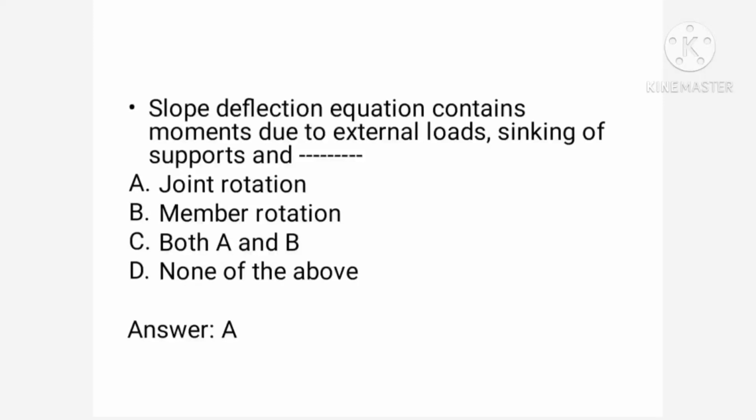Then coming to the first term, 2EI by L into bracket theta A plus theta B. These two are moments because of rotation, and minus 3 delta by L is the last term in that square bracket. So 3 delta by L into 2EI by L is 6EI delta by L square.